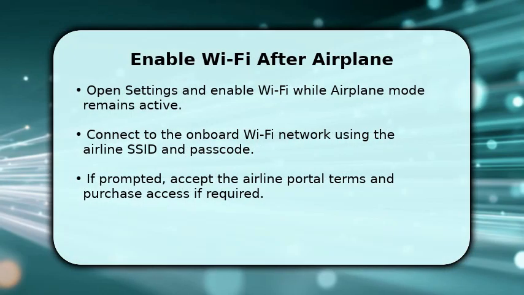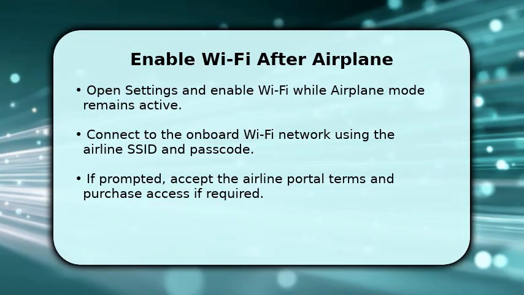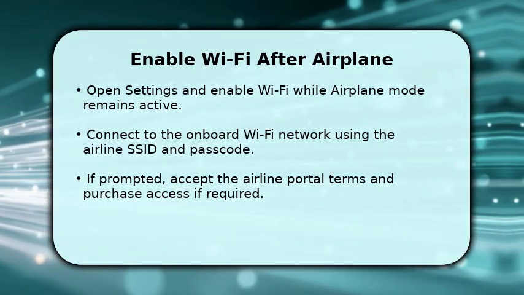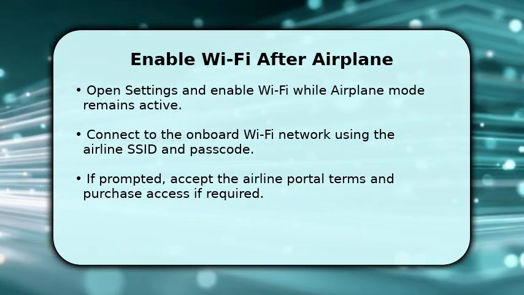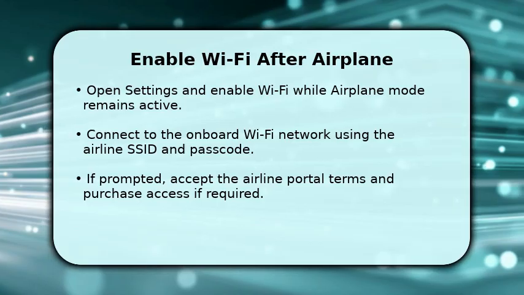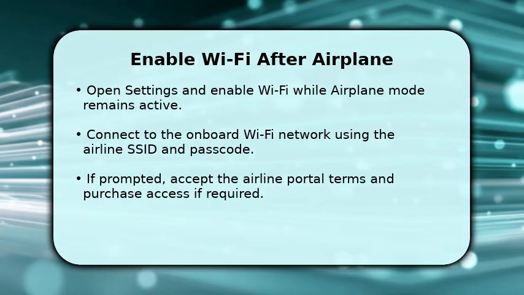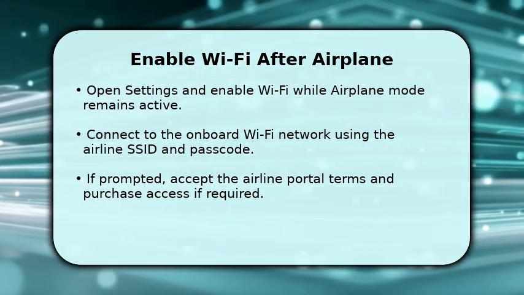Open settings and enable Wi-Fi while airplane mode remains active. Your device will scan for networks and list the airline SSID. Select the airline SSID and connect using the provided passcode or open captive portal. If a login page appears, follow prompts and accept terms to gain internet access. Purchase a session if the airline charges for connectivity.